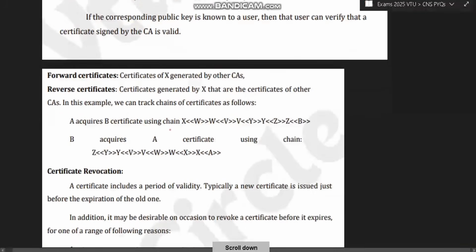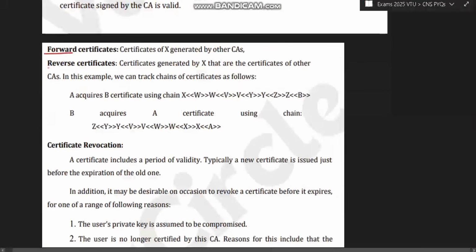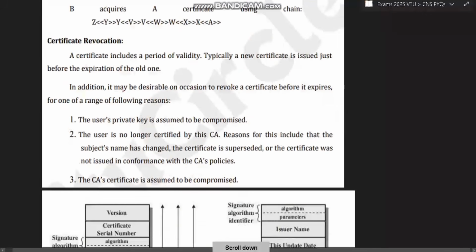Okay, so there are different types of certificates: forward certificates and reverse certificates. They can ask you what is forward and what is reverse also. Forward certificates are certificates of X generated by other CAs, and reverse certificates are certificates generated by X that are certificates of other CAs. Okay, a slight difference, but it is different. And an example is also given here. You can just go through it once.